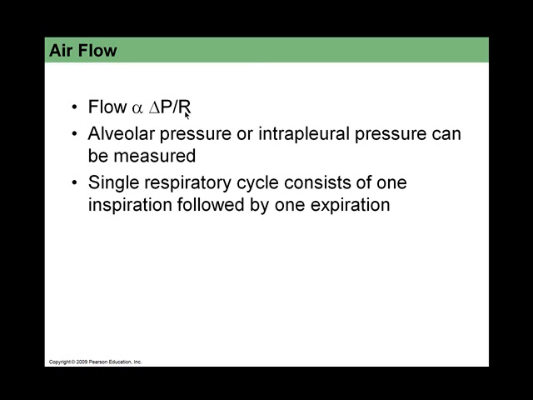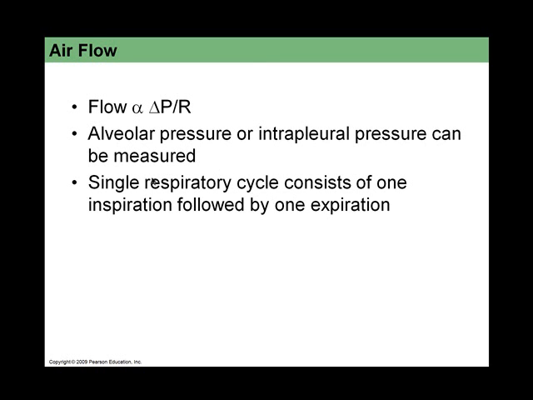But flow does not occur unless it's flowing in space, and then its association with whatever is near it. If it has walls and contains it, then you're going to have the resistance from the walls that dissipates the pressure force. And the collective actions of all these interplaying and interfacing will determine the flow. So the alveolar pressure or the intrapleural pressure can be measured. So there's this single respiratory cycle that consists of one inspiration followed by one expiration, as we had talked about. So this respiratory cycle was the relaxed breathing in, inspiration, and expiration.